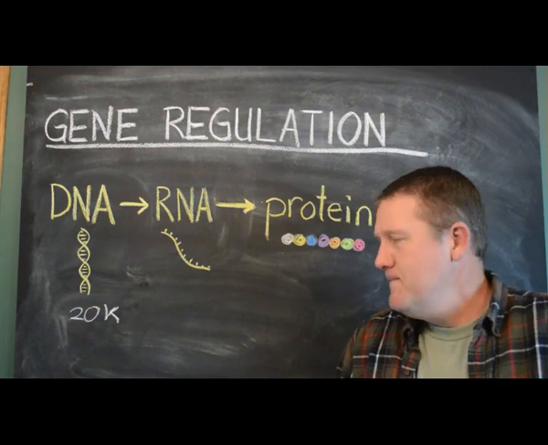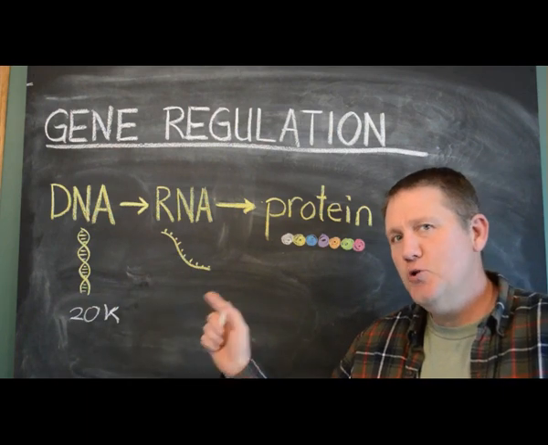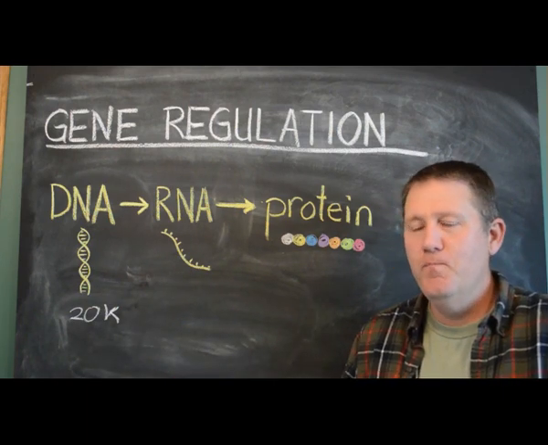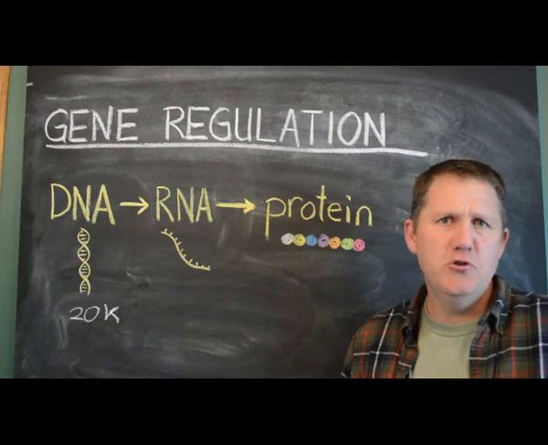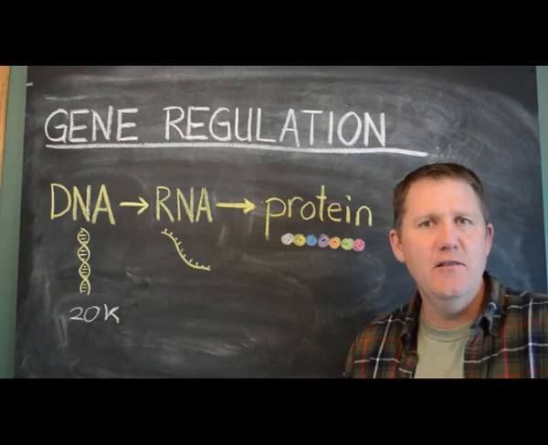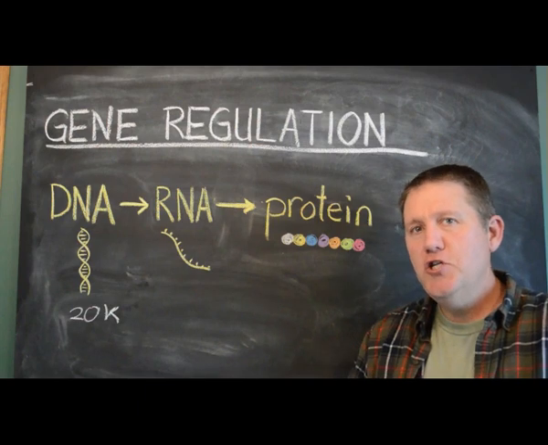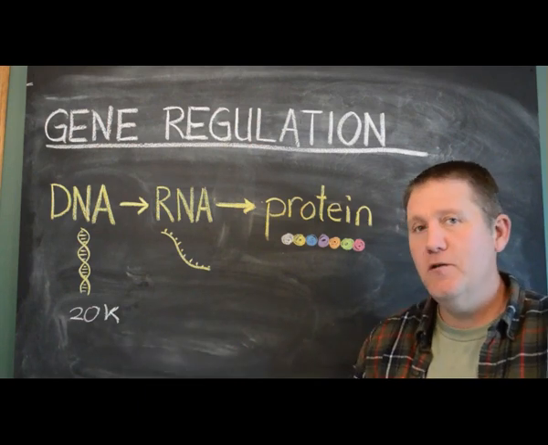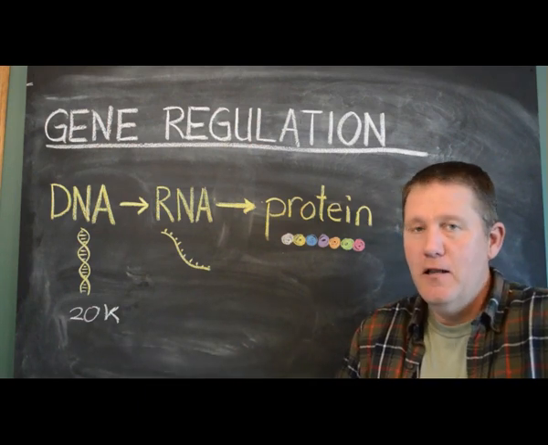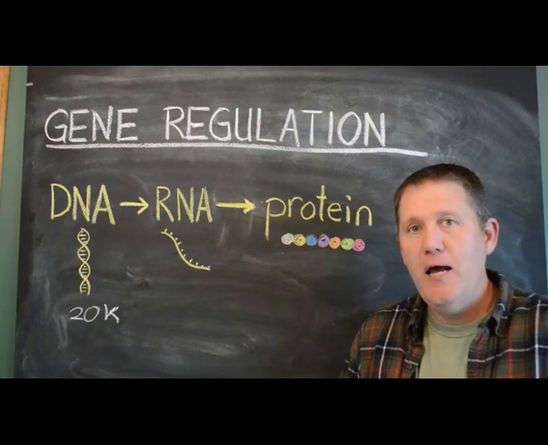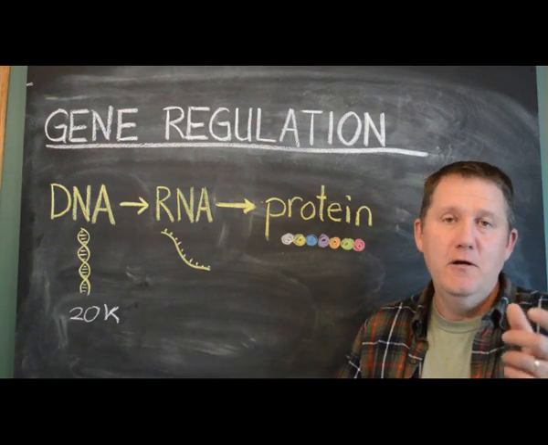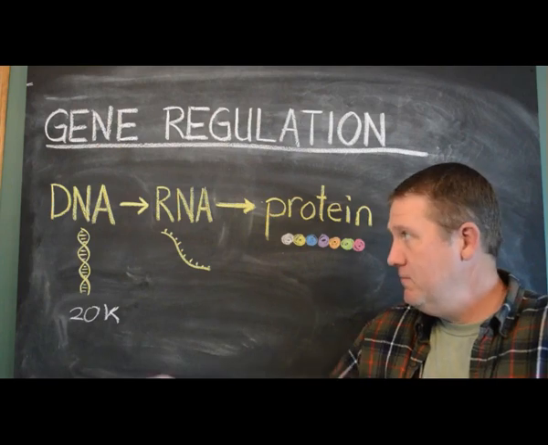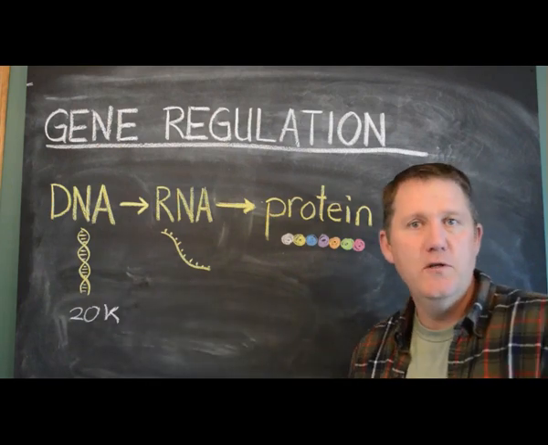Well, here's the point. It's not just one gene, and it's not all of them. Each cell expresses probably somewhere between 10 and 30% of the genes within it. 10 to 30% of that 20,000. That's not a lot, but it makes sense, right? That's how a brain cell and a liver cell become different, because they express different parts of the genome.